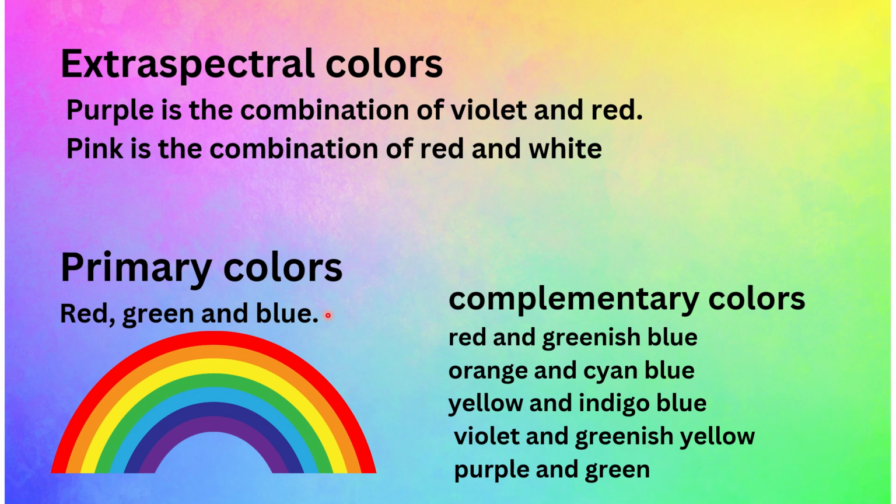Primary colors are red, green, blue. When these three colors are mixed equally, it produces the white color. Extra spectral colors are colors other than the visible spectrum. So a combination of one or two colors present in the visible spectrum produces the extra spectral color. Purple is a combination of violet and red. Pink is a combination of red and white.